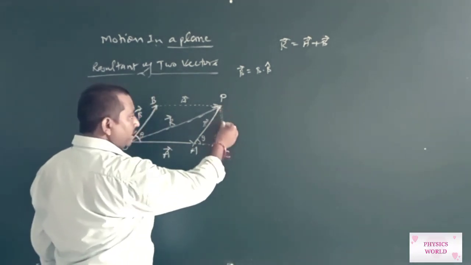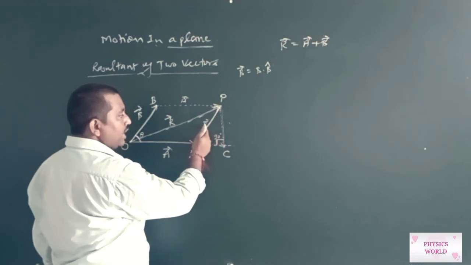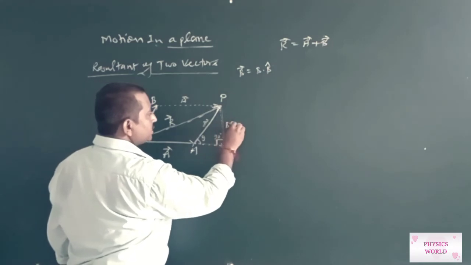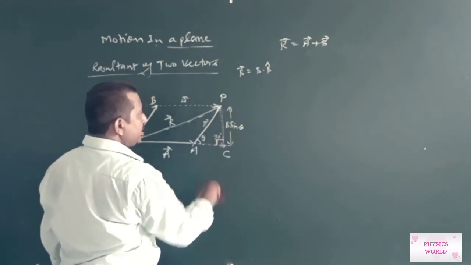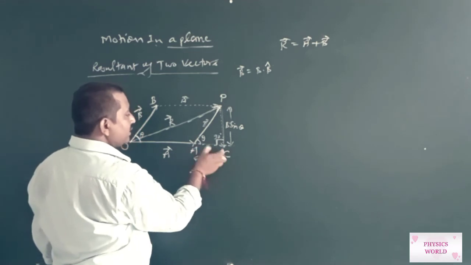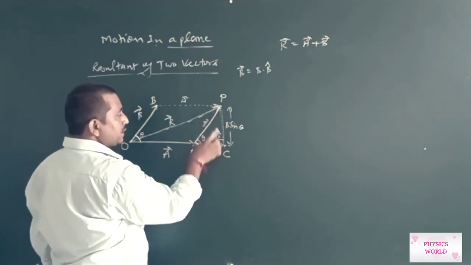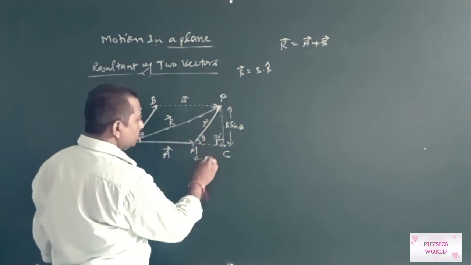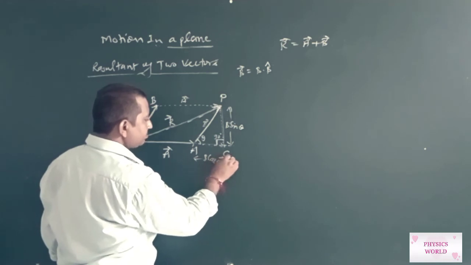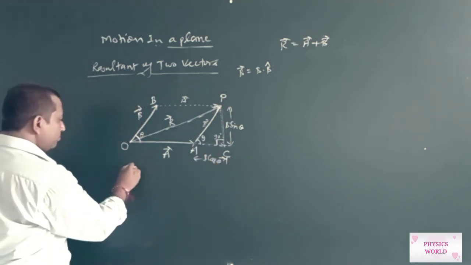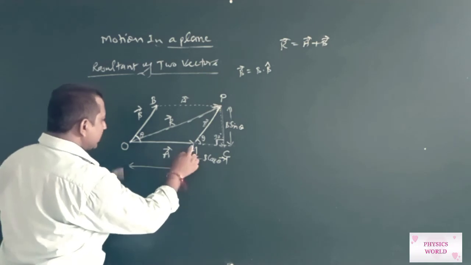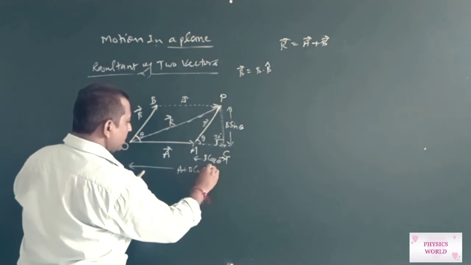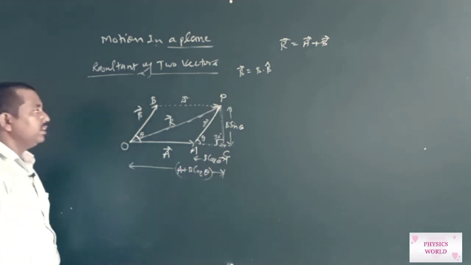So what will be the value of perpendicular? As we know that perpendicular upon hypotenuse is equal to sine of theta, so perpendicular equals hypotenuse times sine theta, that is B sine theta. This is the length of PC. And what will be the length of AC? This is the base for this triangle. So base upon hypotenuse equals cos of theta, so base equals hypotenuse cos theta, that is B cos theta. So the total length of OC will be equal to the length of OA, that is A, plus the length of AC, that is B cos theta. So this is the total length of OC.